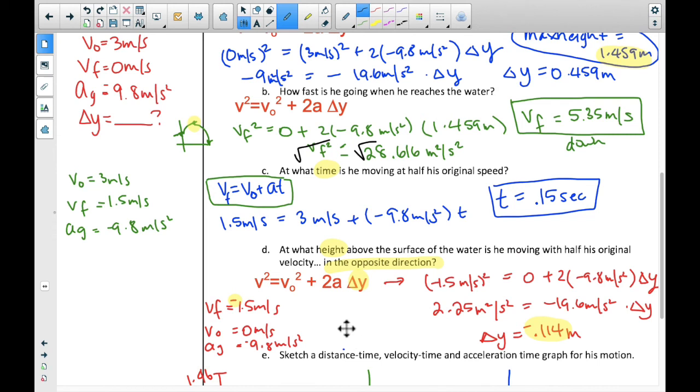So 1.459 minus 0.114 is going to give us our answer. So if I subtract those two numbers, I'm getting 1.345 meters above the water because it's 0.114 below the max height. Max height was this, so this is how much above the water it is, which is what the question asked.